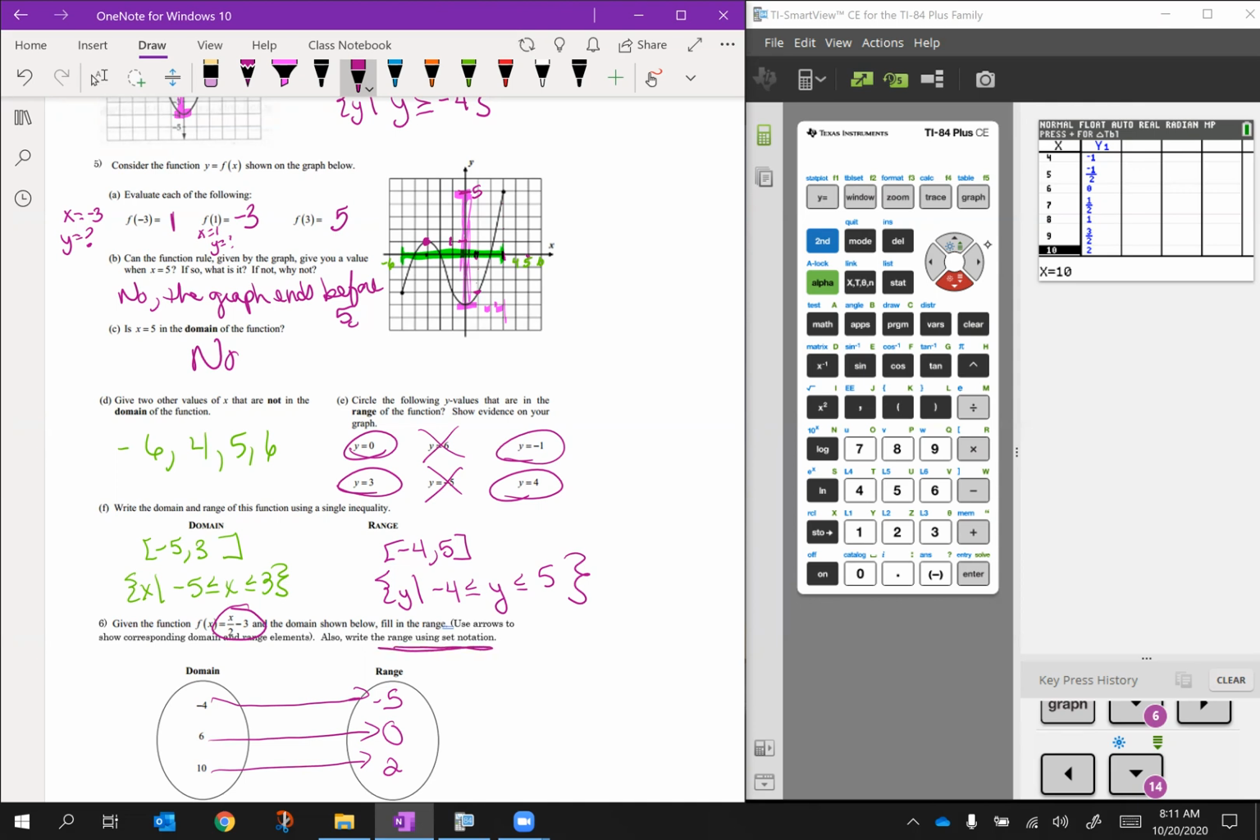It says write the range using set notation. So range is y, -5, 0, 2.